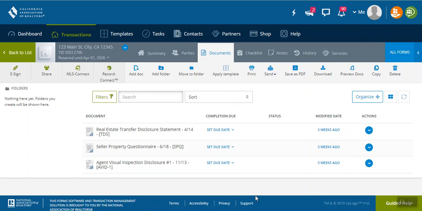Some are required under the Residential Purchase Agreement, RPA. Some are required by law, while others are obtained as good practice. In paragraph 10 of the RPA, it states the obligation of the seller to provide certain disclosures. Among those disclosures are the TDS, the SPQ, but also the AVID and the Natural Hazard Disclosure, NHD.